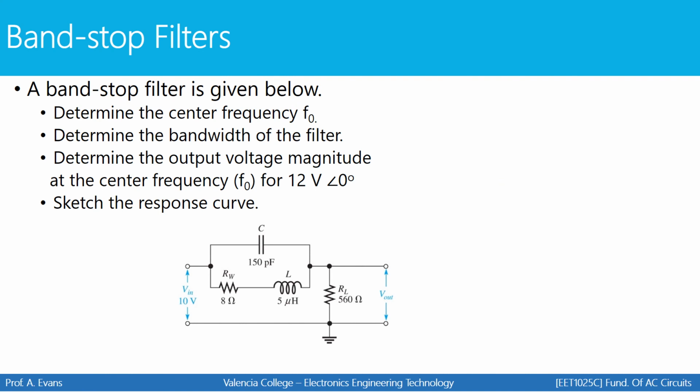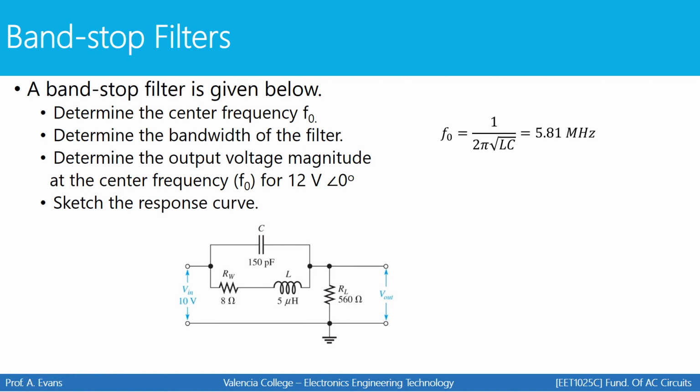So let's look at another band stop filter. This one is a parallel resonant band stop filter, where we're going to determine the center frequency, the bandwidth, the output voltage for an input of 12 volts, and the response curve. Notice that the inductor has a winding resistance of 8 ohms.